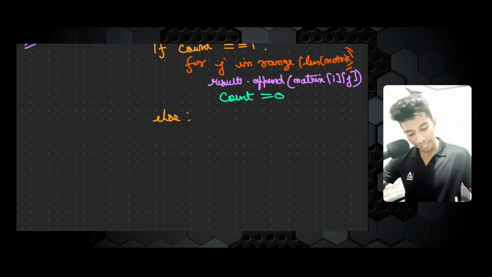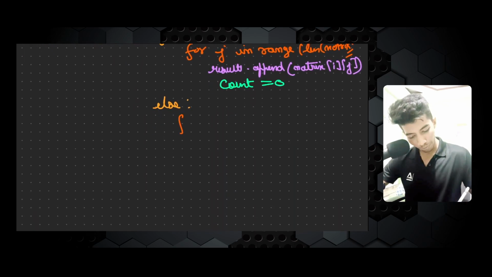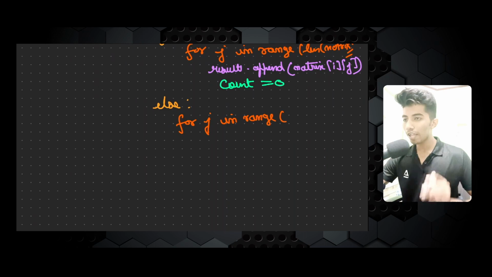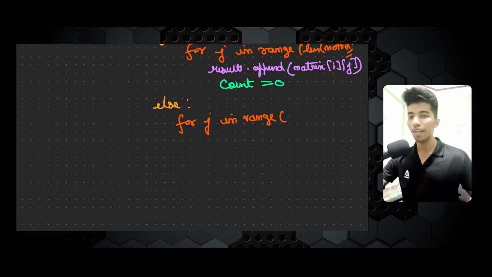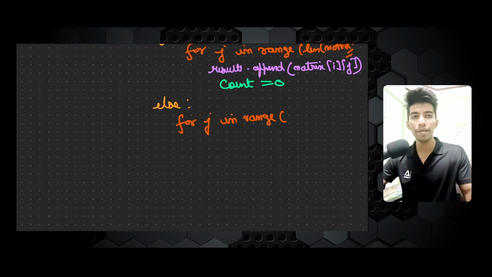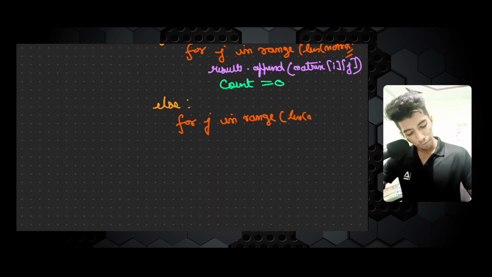So in that case, now what I will do, for j in range, this time I will run this loop in the negative direction. I will not run this loop in the incrementing way, but in the decrementing way. So how can you run the loop in reverse order? Simple. We will just write matrix, 0 and -1 here.